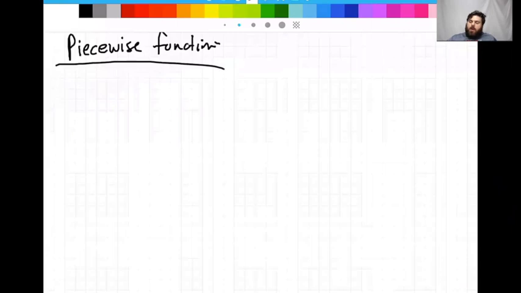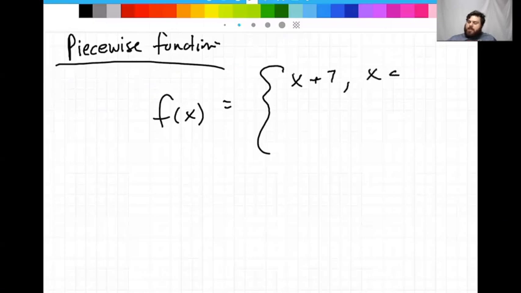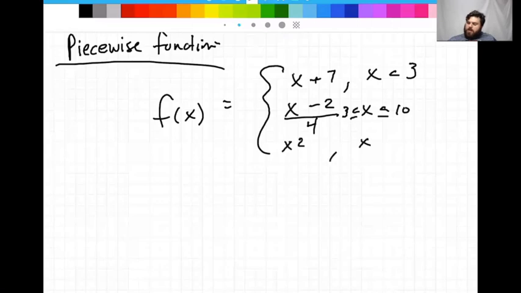All right, last thing we're going to talk about is piecewise functions. All right, they're pretty easy. You just have to kind of know how they work. So let's say we have something like this. All right, we have x plus 7 when x is less than 3. We have x minus 2 divided by 4 when x is between 3 and 10, and x squared when x is greater than 10.